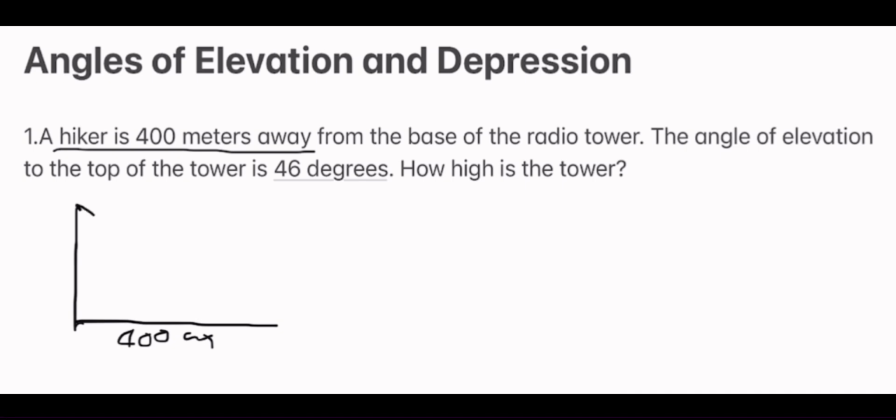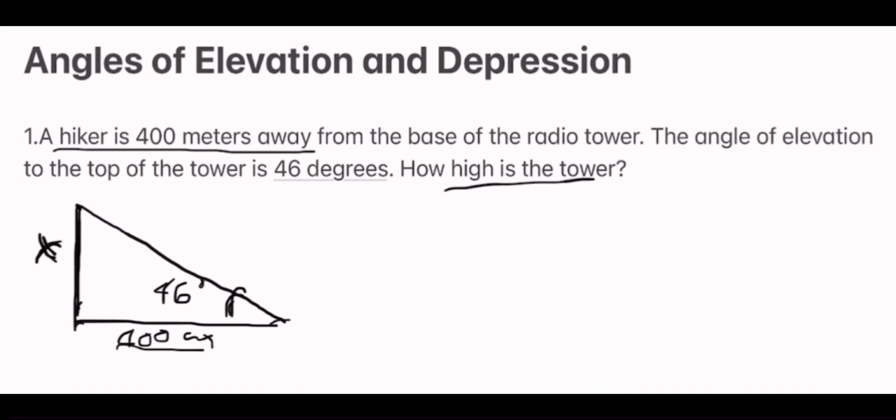So we're going to draw a line here. So this is the angle of elevation, and this is 46 degrees. The question is, how high is the tower? Let's say this is x. So we will be finding the height of the tower. Here, this is the angle of elevation, which is 46. The side here, 400 meters, is the adjacent side, and this one, x, is the opposite side.